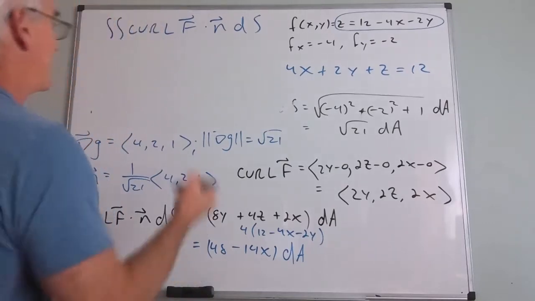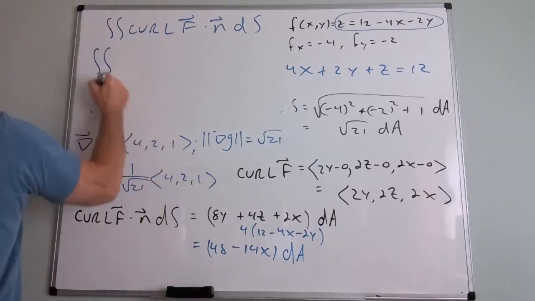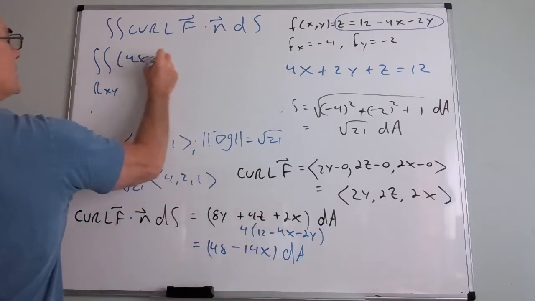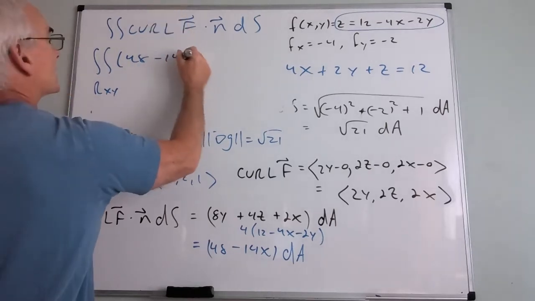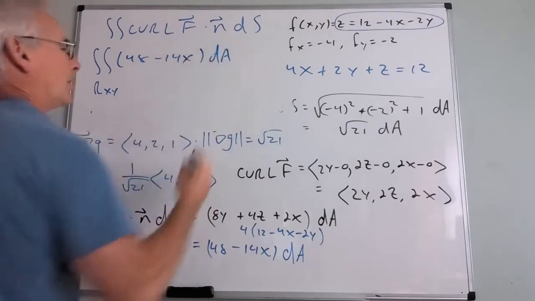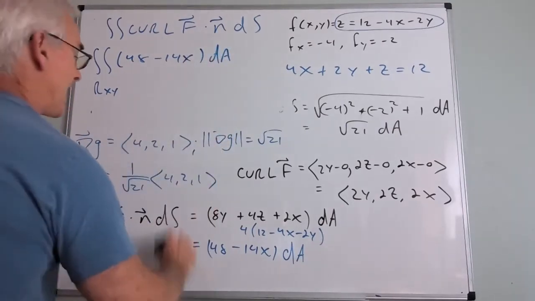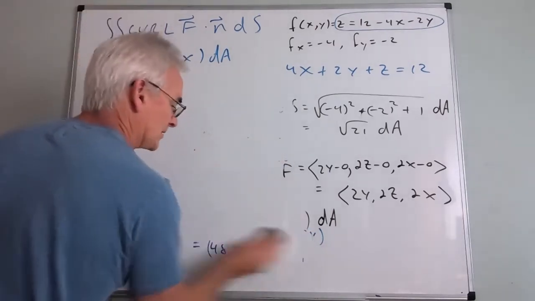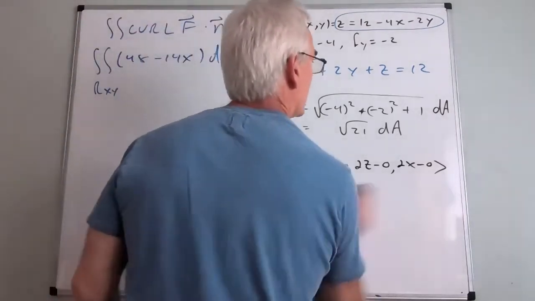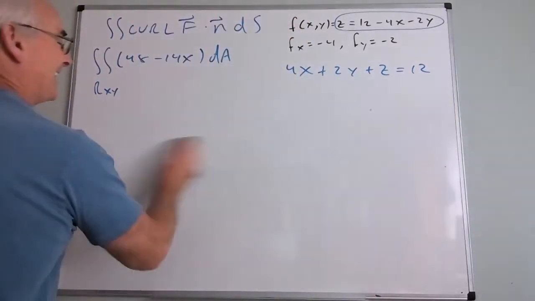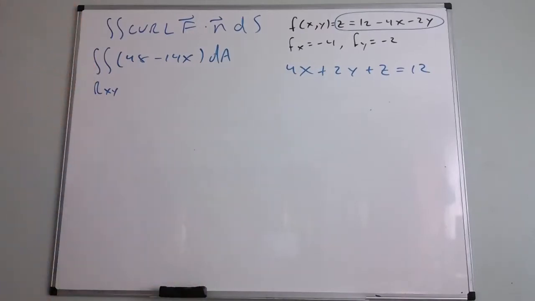So now this is going to equal the double integral over the region in the xy plane of 48 minus 14x dA. Oh, that is so clean. So now we have to decide, do we want to do dy dx or do we want to do dx dy? It would be better if you do dy dx. How come? Because when you solve for y, you get 6 minus 2x.